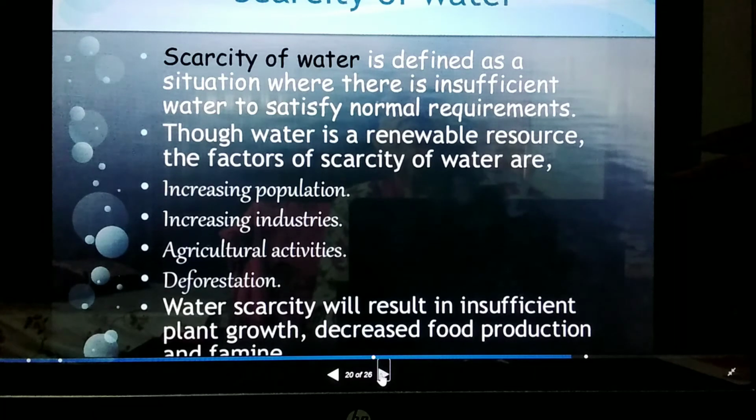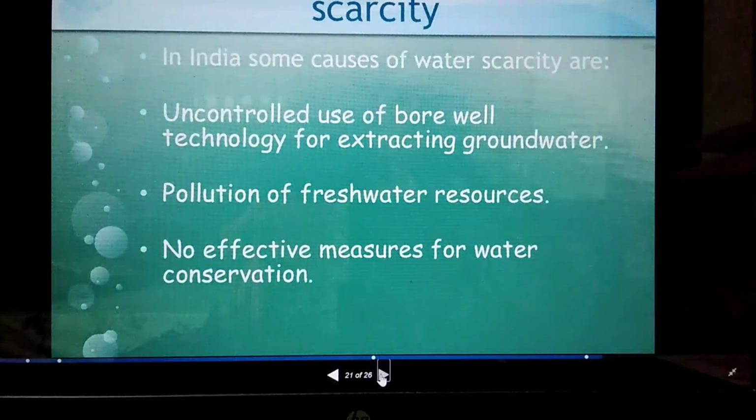Now, coming to the scarcity of water. Scarcity of water is defined as a situation where there is insufficient water to satisfy normal requirements. Though water is a renewable resource, the factors of scarcity of water are increasing population, increasing industries, agricultural activities, and deforestation. Water scarcity will result in insufficient plant growth, decreased food production, and famine. Some causes of water scarcity are uncontrolled use of borewell technology for extracting groundwater, pollution of freshwater resources, and no effective measures for water conservation.